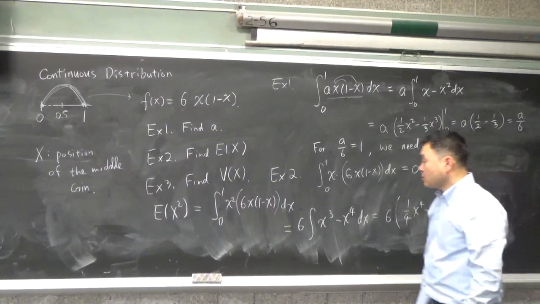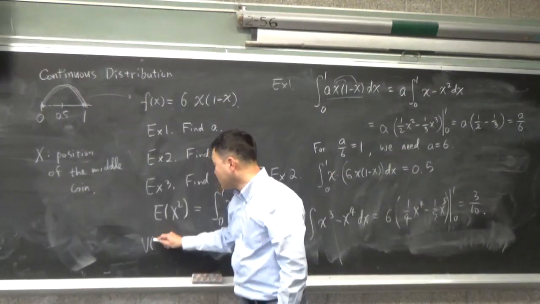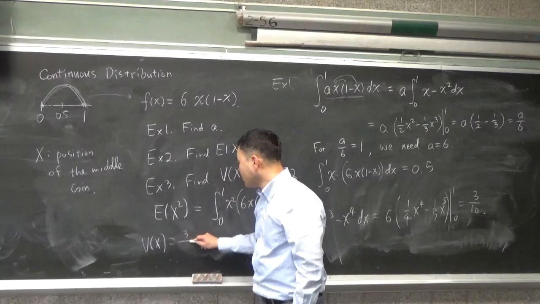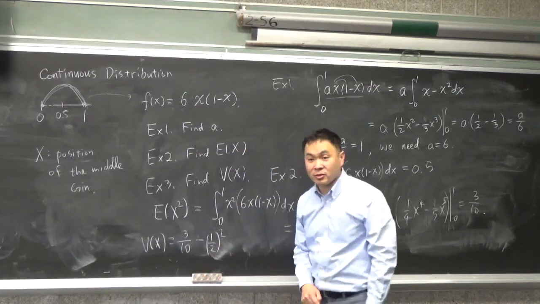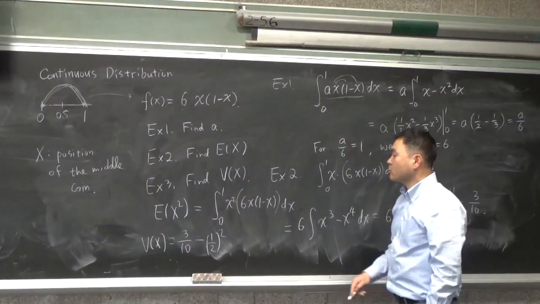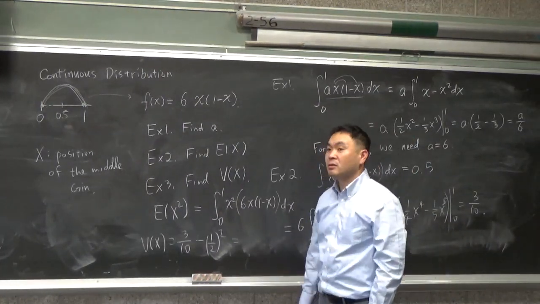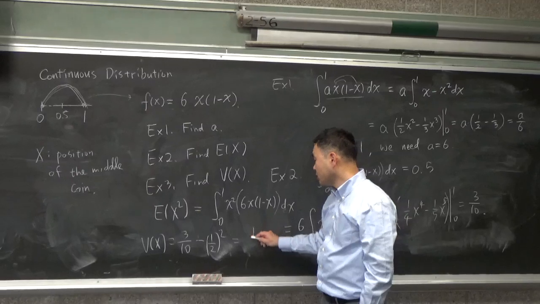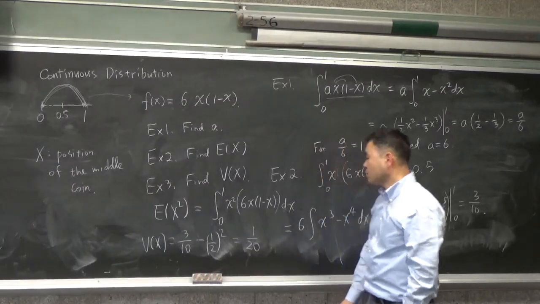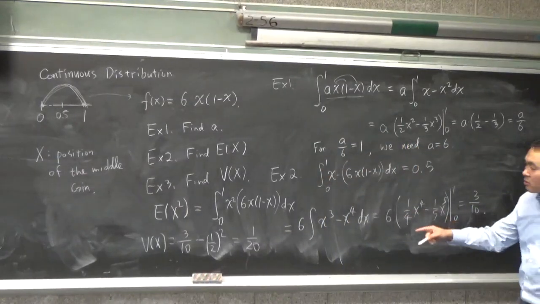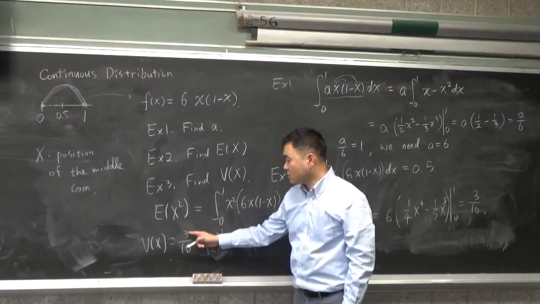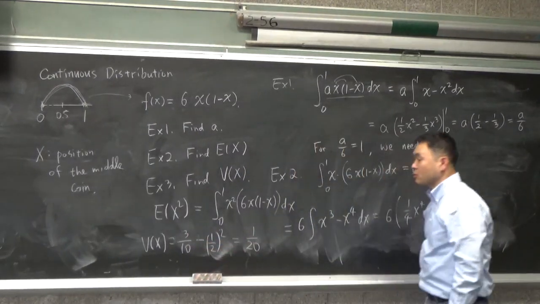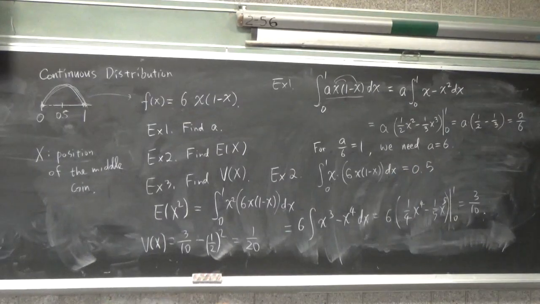And therefore, V of x would be 3 over 10 minus 1/2 squared, because 1/2 is our average, right? So that's 6 over 20 minus 5 over 20. If you subtract, that's 1 over 20. So that's how you find V of x.